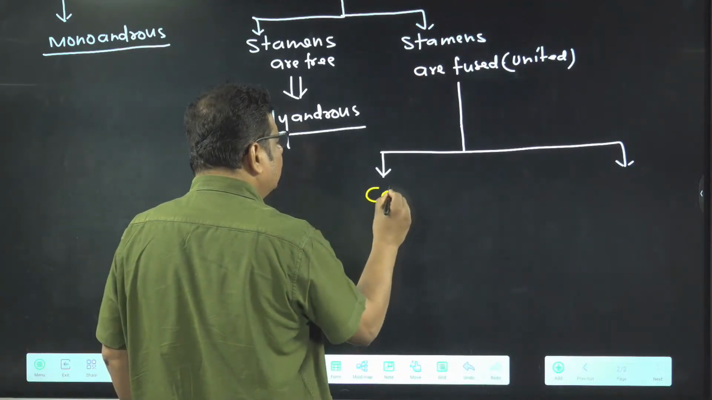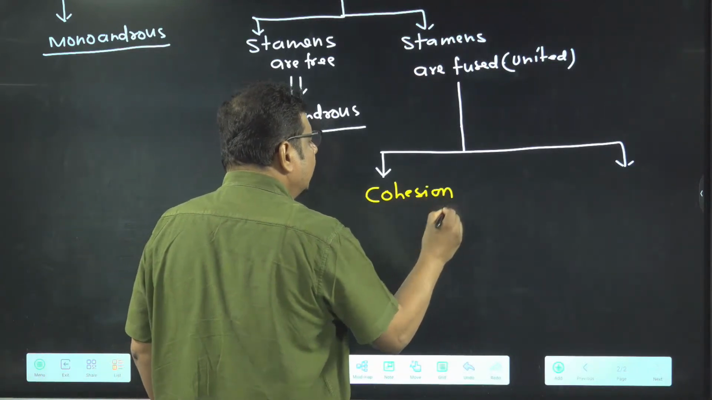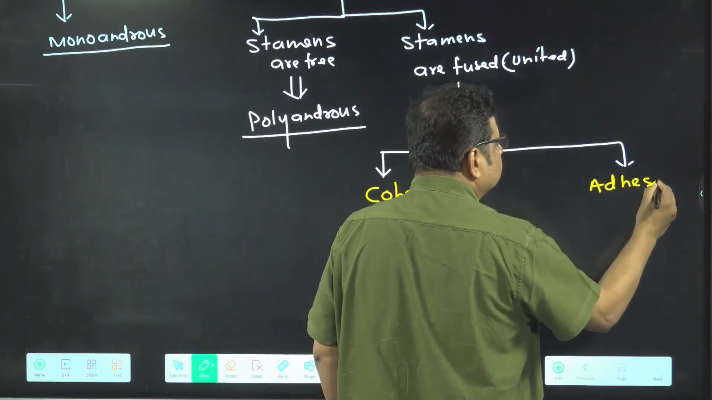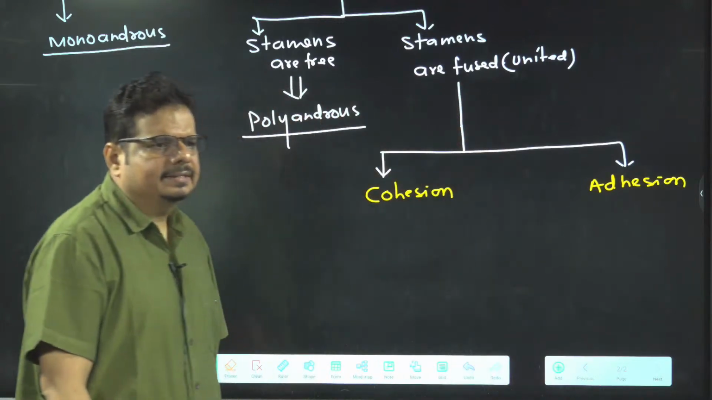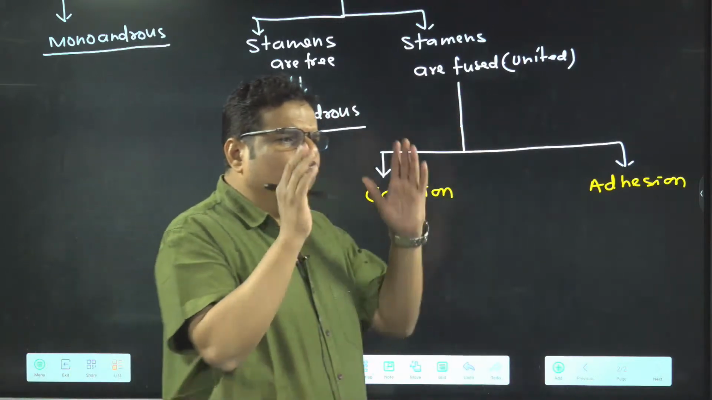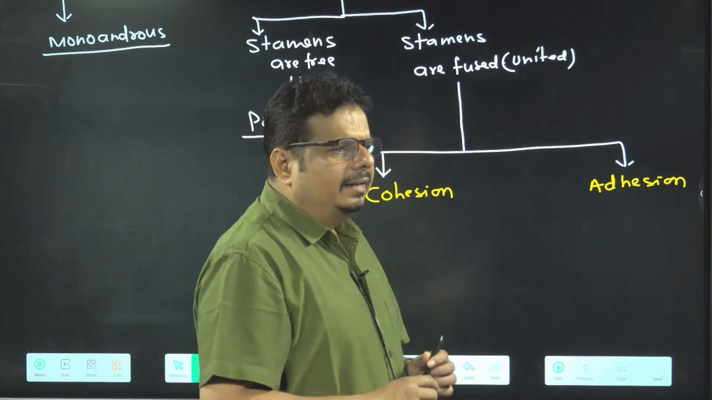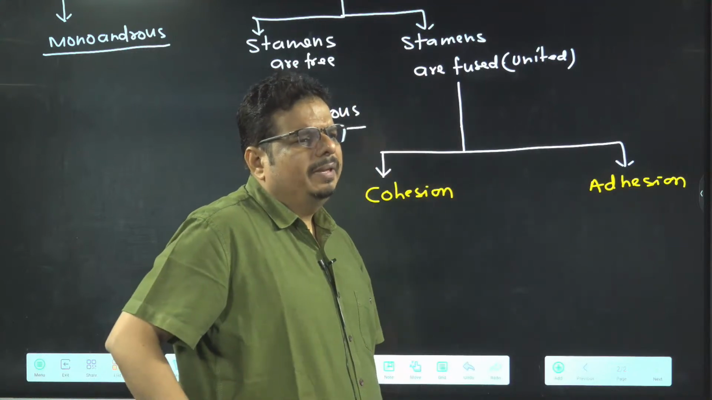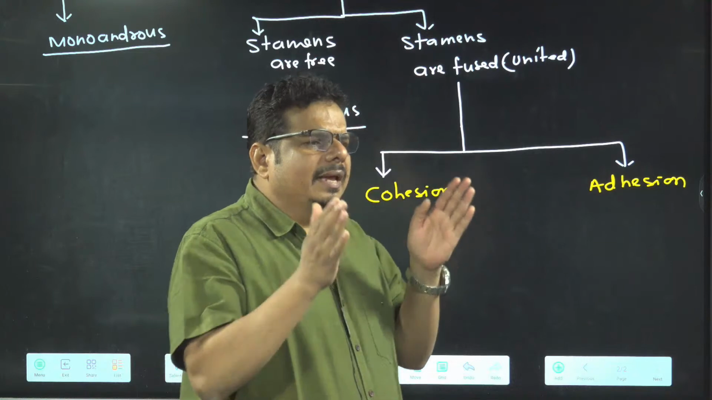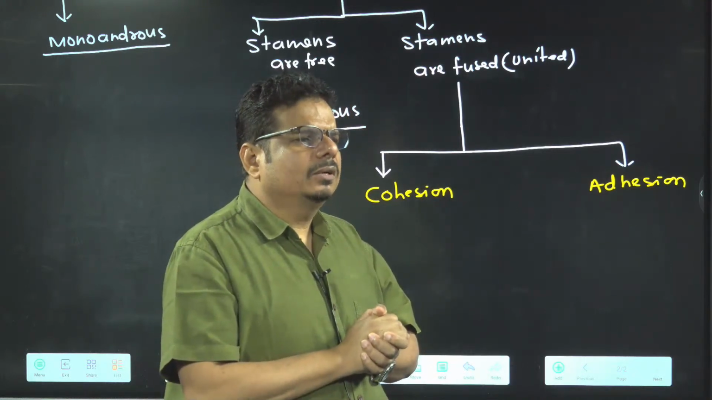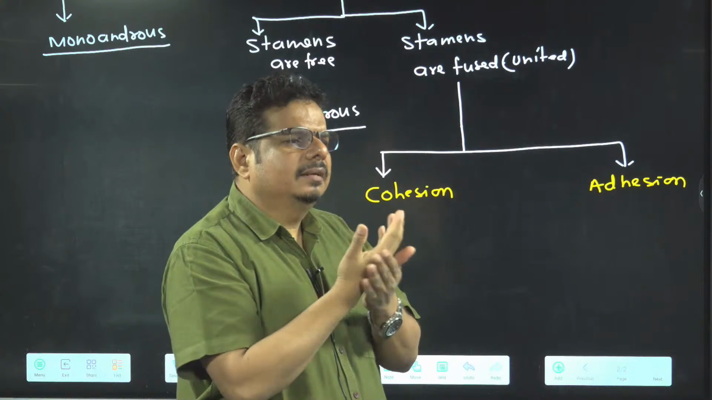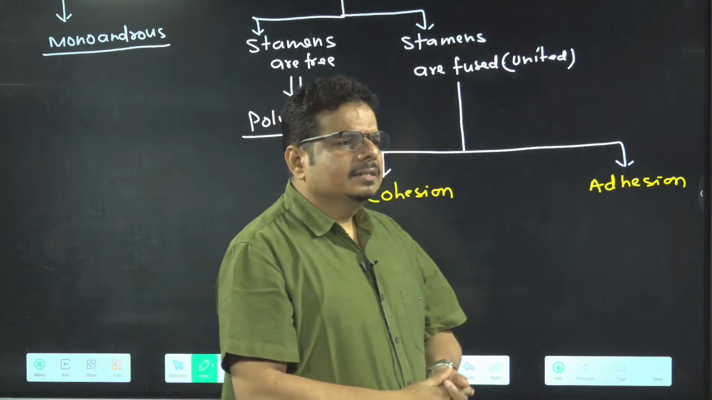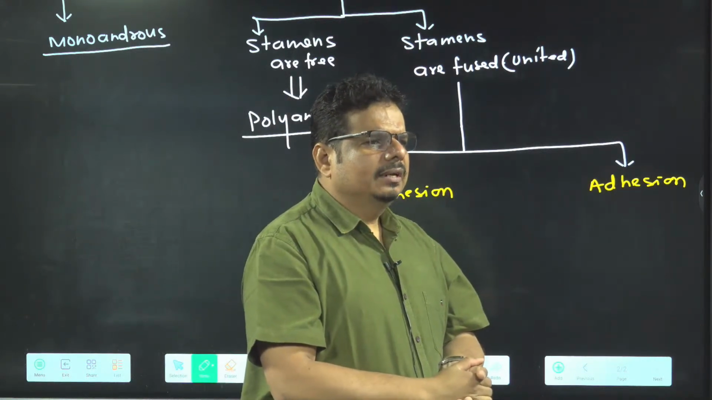The first possibility is cohesion, and the second possibility is adhesion. Cohesion and adhesion. Getting the idea or not? If more than 1 stamen are there and these are fused together, it is called cohesion. Do you know the meaning of cohesion? Look toward me. Same type of things fusing together is called cohesion. This is my hand, this is my other hand. These 2 are fusing together. This is called cohesion.